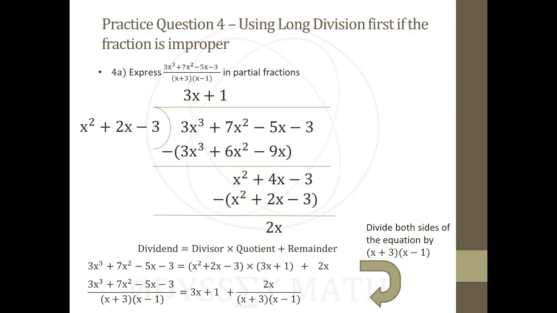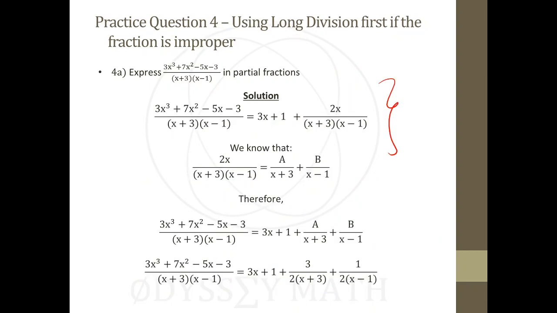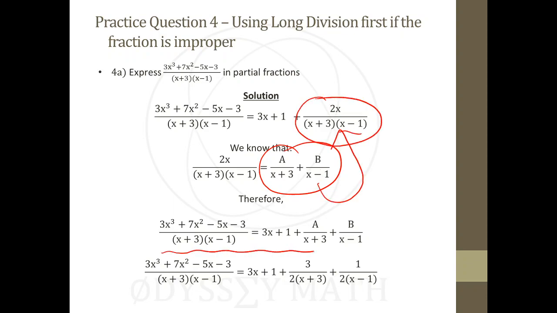Basically, what we have done earlier is we have performed long division to get this equation. Afterwards, we divide both sides of this equation by (x + 3)(x − 1), which is the denominator of this fraction, to get this equation. We also know that this fraction is equal to capital A over x + 3 plus capital B over x − 1. Therefore, substituting this one, we get this equation.